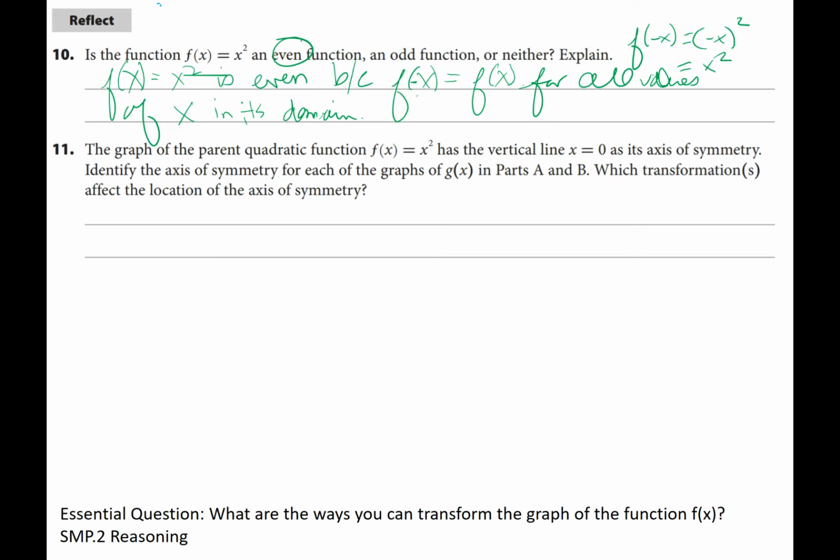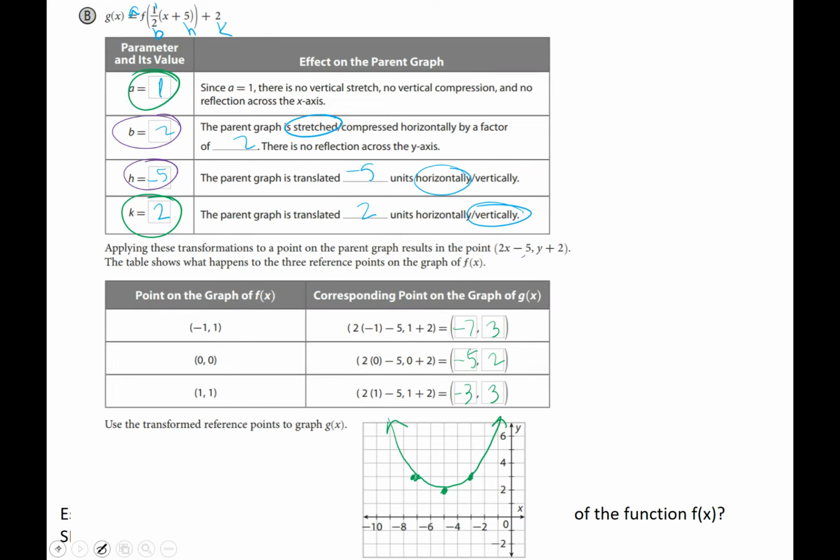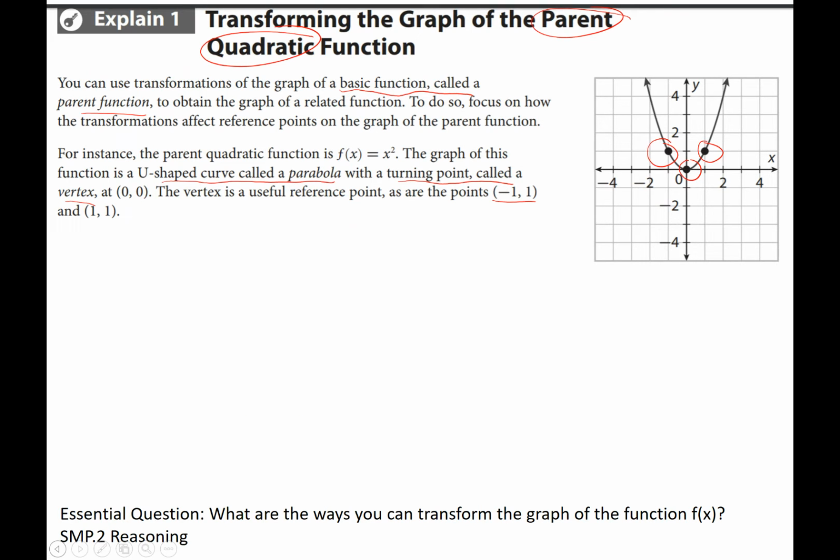All right. Then it's asking us in 11, the graph of the parent quadratic function f of x equals x squared has the vertical line x equals 0 as its axis of symmetry. So let's look at that picture. So there's our x squared. If I were to draw that axis of symmetry, so remember an axis of symmetry, if I fold on it, it's the same on both sides. Notice it goes through the vertex point, and the equation of that line would be x equals 0, which happens to be the x value on that coordinate there.